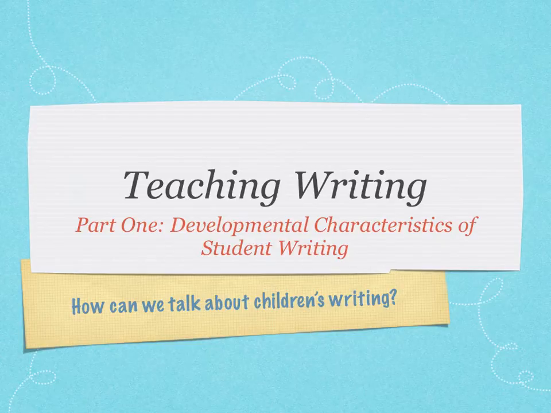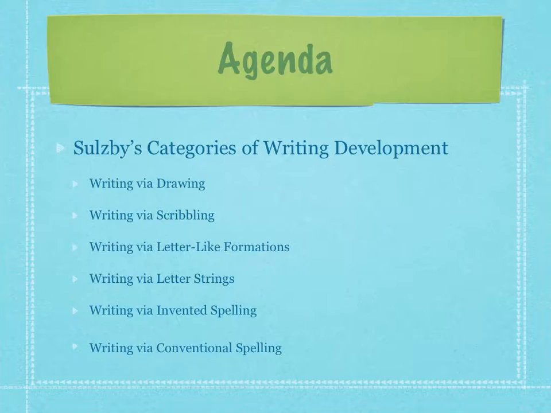Or, in other words, how can we talk about children's writing, particularly their development? So, our agenda for this podcast is to attend to Selsby's categories of writing development. And the 6 categories that we're going to talk about are listed on the slide. We will explore each of these and look at student examples and talk about how these categories help us notice and name what is happening in students' writing development.